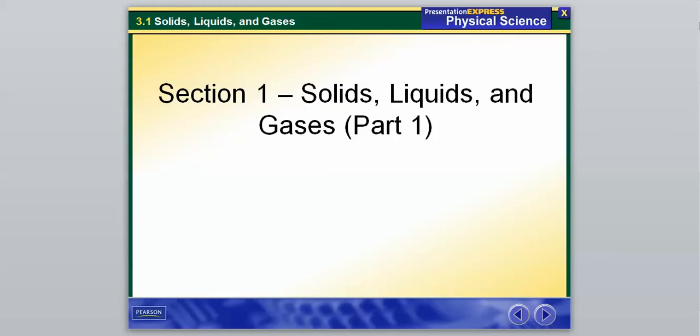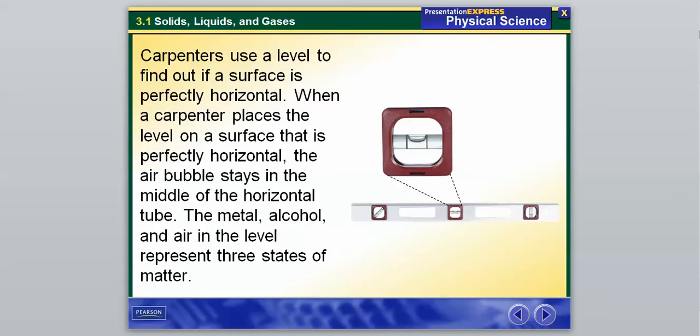So we're just going to get a little introduction about the basics of what each one of these is in this video. But before we do that, again, we have to start off with our little example, as they always do here. Our example to introduce us to this chapter starts off by saying that carpenters use a level to find out if a surface is perfectly horizontal. When a carpenter places the level on a surface that is perfectly horizontal, the air bubble stays in the middle of the horizontal tube, as you can see there on the right.